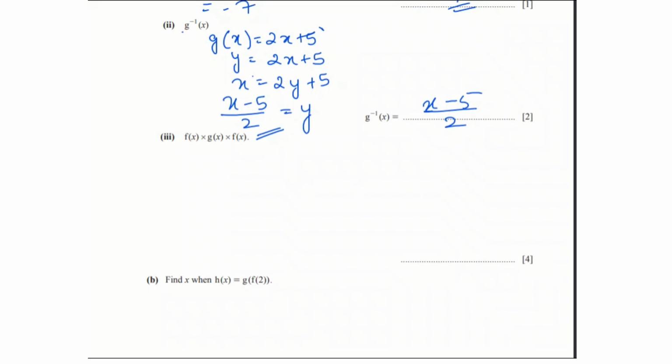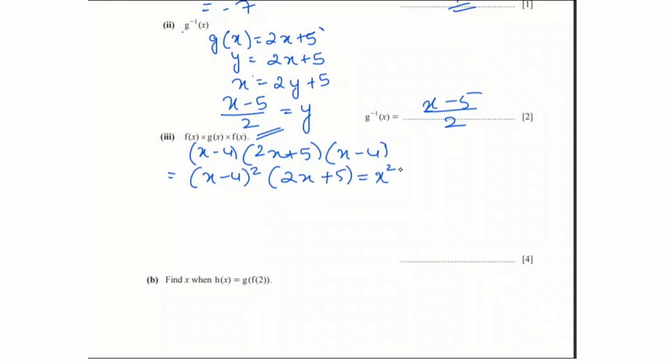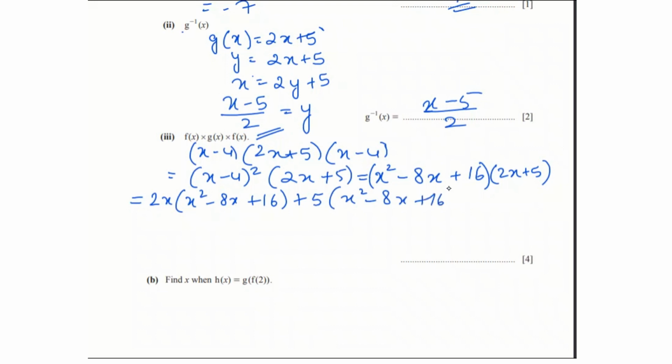Next, f of x into g of x into f of x. f of x is x minus 4, g of x is 2x plus 5, and f of x is x minus 4. So x minus 4 whole square into 2x plus 5, which gives me x square minus 8x plus 16 whole multiplied by 2x plus 5, which is 2x multiplied by x square minus 8x plus 16, plus 5 times x square minus 8x plus 16.